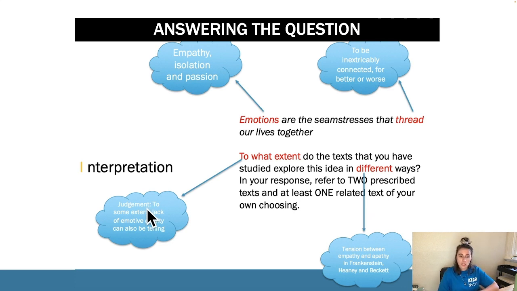As we can see, judgment, to what extent. I've elaborated here, I've also kind of said, okay, a lack of emotion can also be important, right? It doesn't have to be emotion. Now, that's a similar thing, like you're still answering the question, you're putting a bit of a spin on it though. And then finally, you've got different. We know what different means, that's okay. In this case, I've elaborated a bit more by saying Frankenstein, Heaney, and Beckett, and they're authors. Well, Frankenstein is not an author, obviously, that is the book.